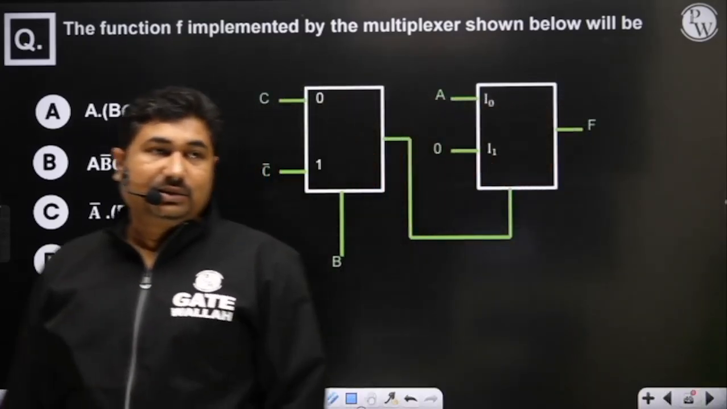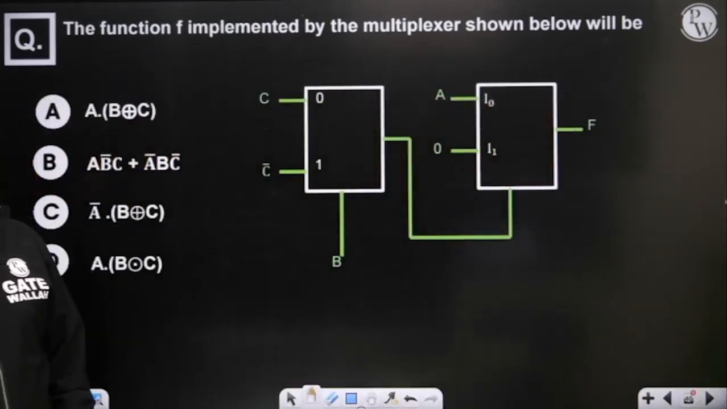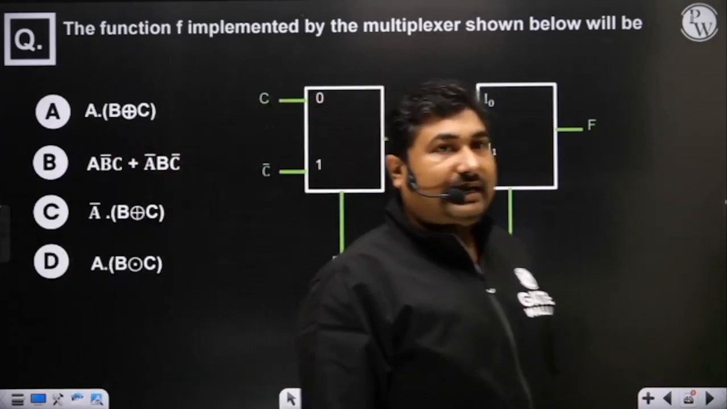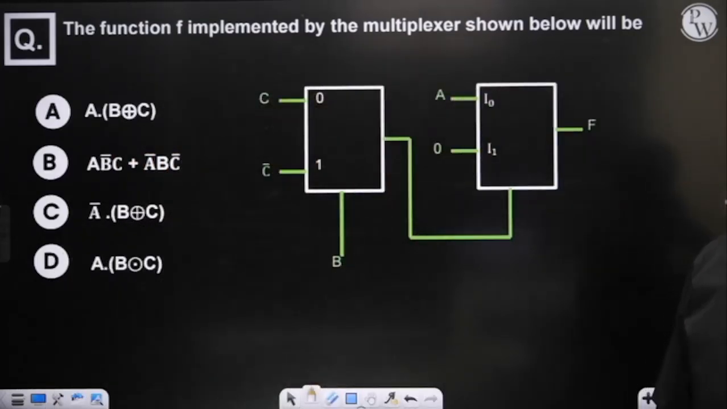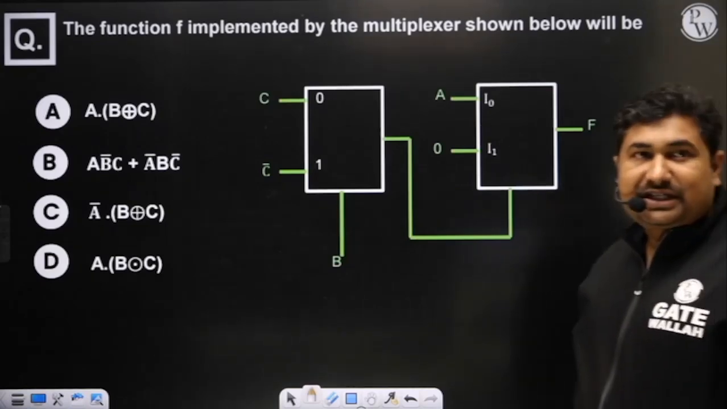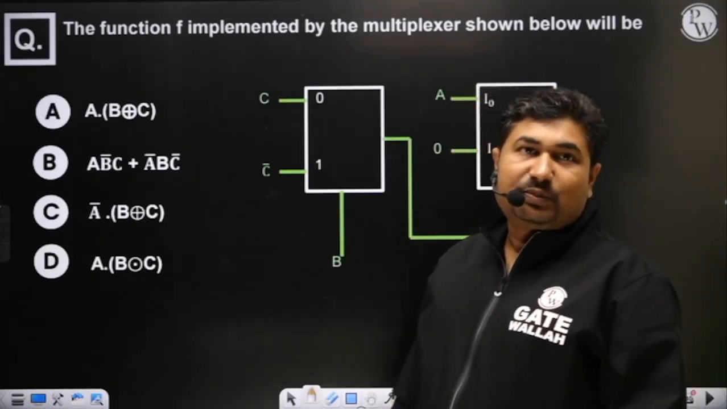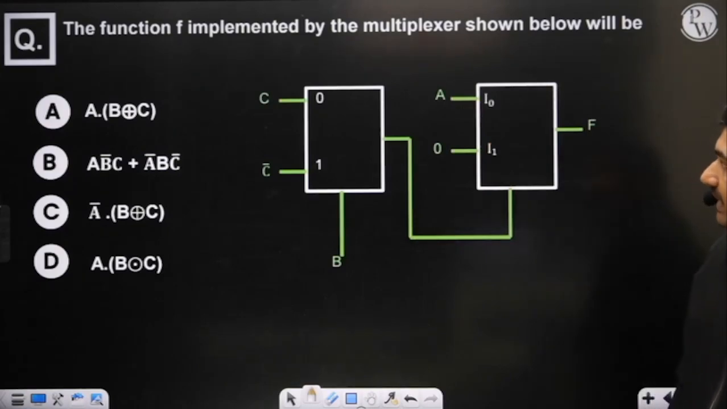Now try to do this question. Yes, Sushant, kindly correct it. Right. Now please see, the function implemented by the multiplexer shown below will be. How to find, sir?